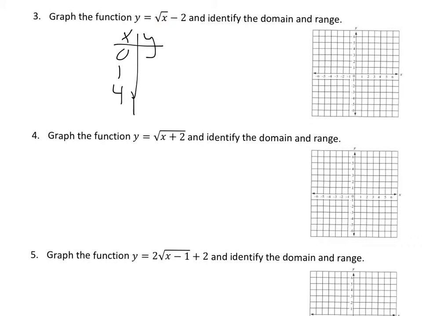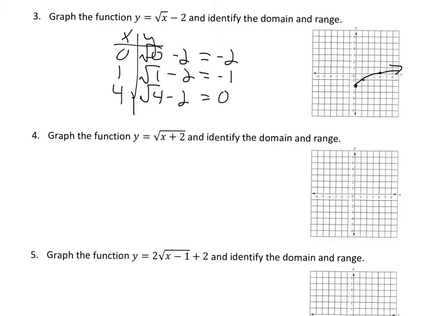and 4. Okay, so to plug these in, we've got square root of 0 minus 2. 0 minus 2 is negative 2. So I could plot that point. Square root of 1 minus 2 is negative 1. And the square root of 4 minus 2 is 2 minus 2, which is 0. So the graph looks like that. It's the exact same shape as the y equals square root of x graph. It's just shifted down 2.